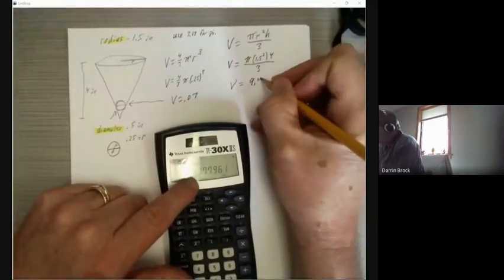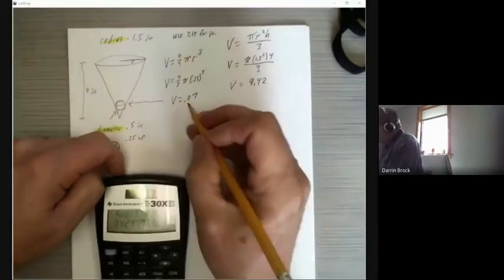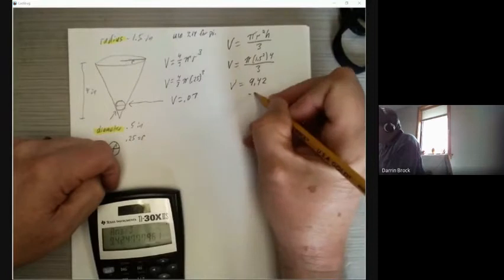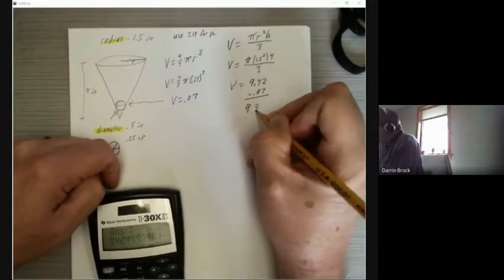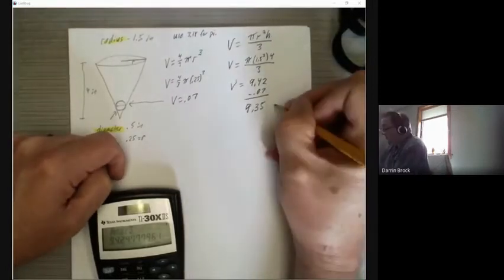9.424. The 4 rounds down, so 9.42. So that is the volume of the cone. That's the volume of the gumball. We've got to subtract the gumball, so we subtract the 0.07 from the volume of the cone.